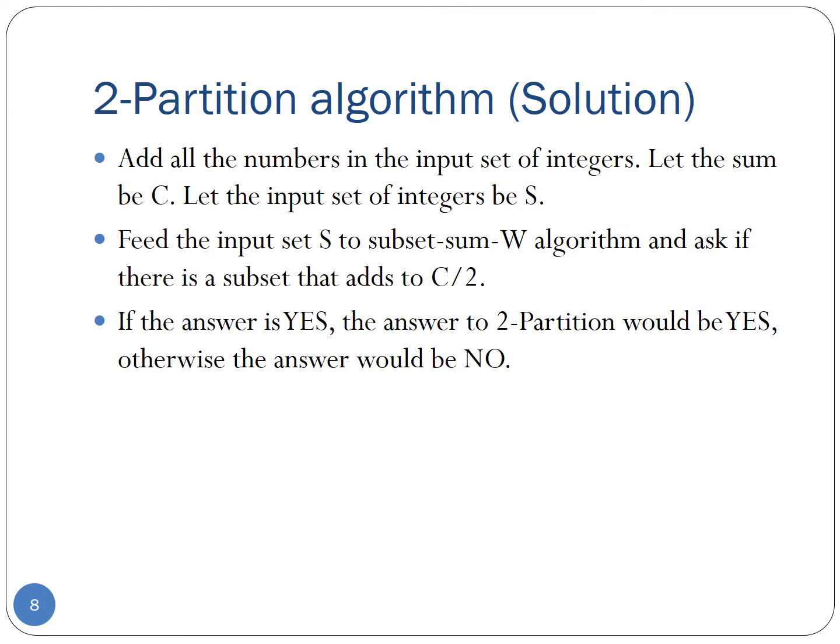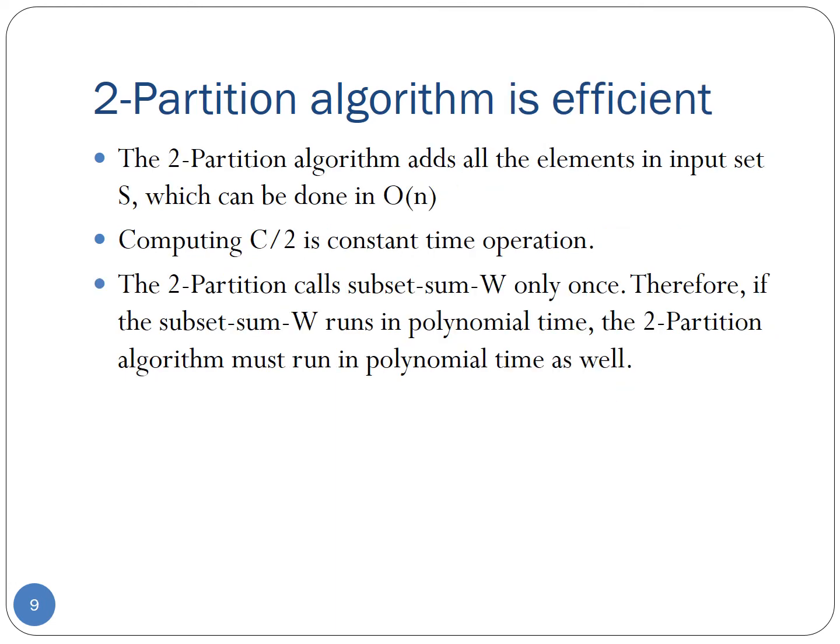So the solution is also summarized over here. So the two partition algorithm that we constructed using the subset sum W algorithm is efficient because of the following reasons, right? So let's think about what our algorithm is doing. The first thing it will have to do is come up with the sum of all the elements in the input set, right? So let's say it has to do S1 plus S2 plus Sn. Let's say this is C, right? So this operation is O of n.